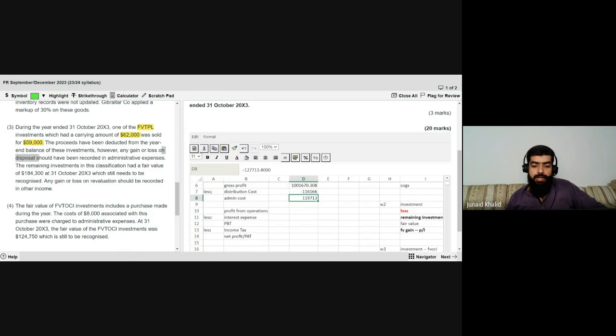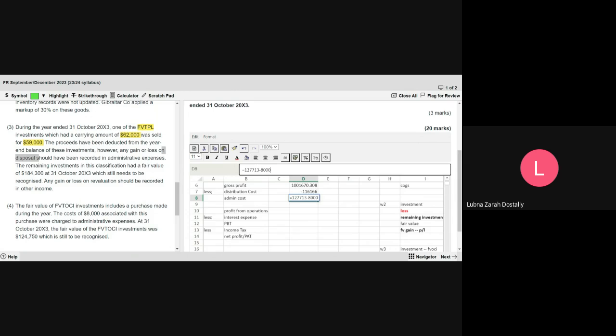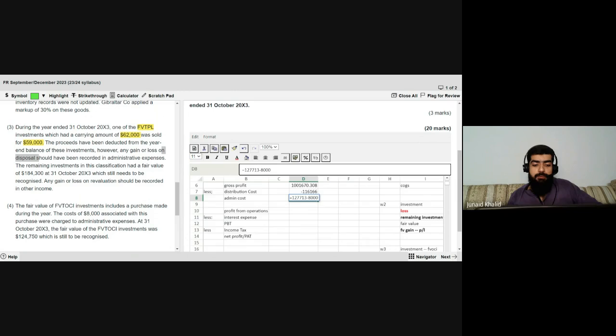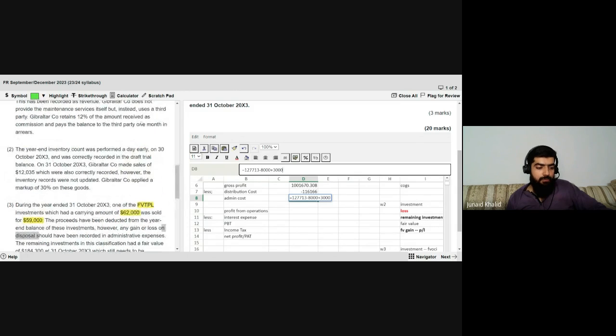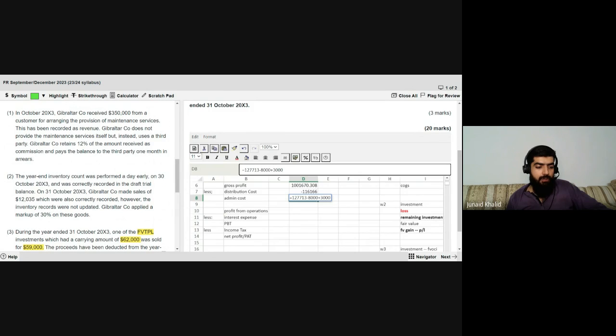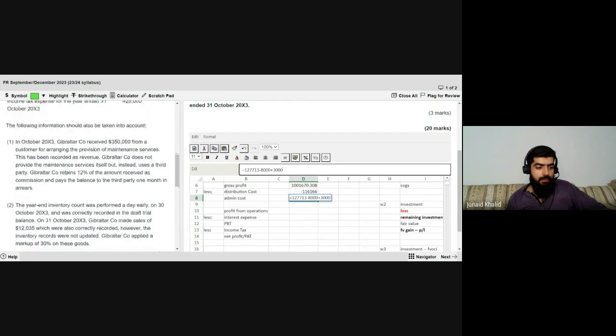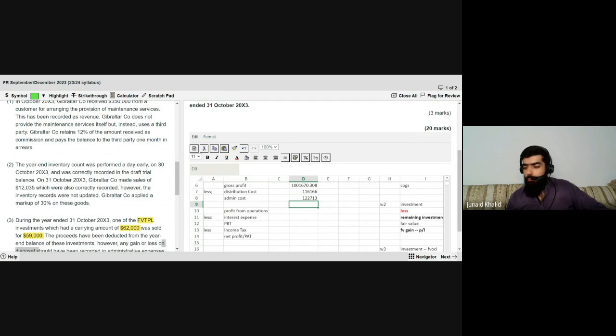How are we going to account for it? Whether to add or subtract? It's a loss. Whether we need to increase the admin cost or reduce it? Increase the admin cost. So we'll add up that particular loss. Are you getting my point? Yes. Anything else with the admin cost? No, there is no other adjustment. So the total would be 122,737. That is the admin.